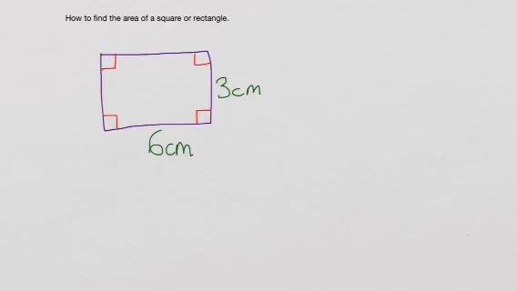But we're not interested in perimeter today, we're looking at area, and to calculate area we multiply the base by the height. So for this calculation we would be doing 6 multiplied by 3, which is 18.